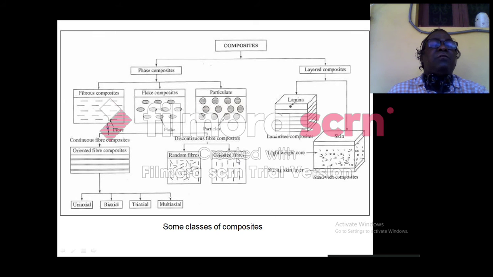So the composite is classified based on the phase, that is fibers. As I told, there are three types of reinforcement: one is fiber, flake, and particles. Based on this, the composite is manufactured, and based on the layer, this type of composite is manufactured.